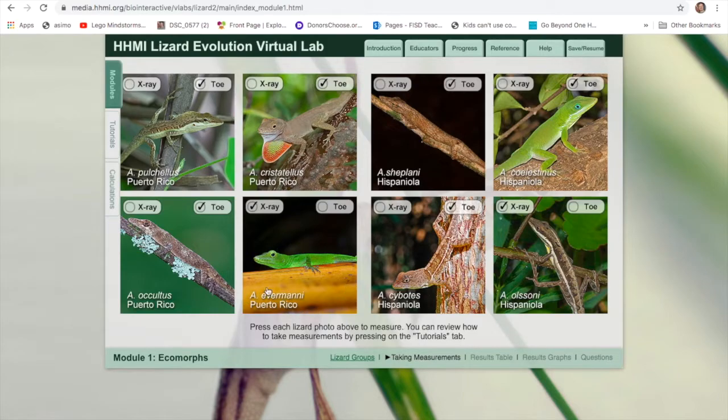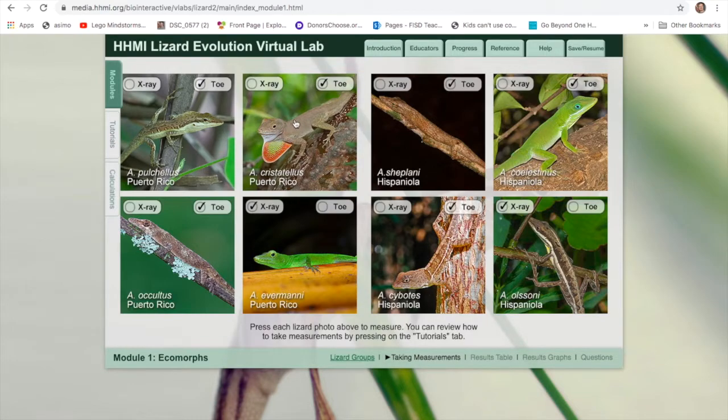A. evermanni is one of those canopy lizards, as is A. celestinus. Sorry, I haven't been practicing these names as much as I should. We have some trunk ground anoles. We have probably grass anoles. I would know that by the lines. If they're clinging to grass, that would help them blend in.